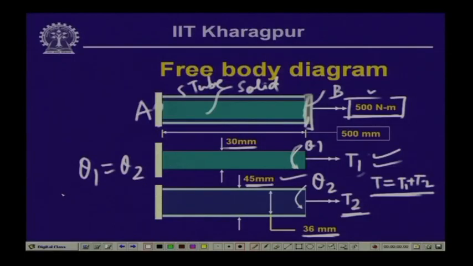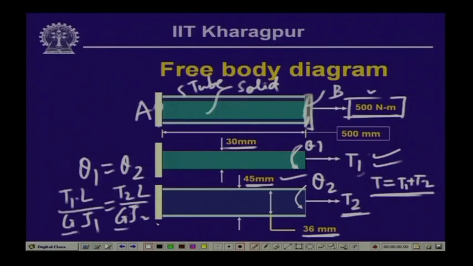Theta 1 in terms of T1 we can write as T1 L by G J1, and this is equal to T2 L by G J2. The material being the same, the G value will be the same, and J1 and J2 are the polar moments of inertia of the shaft and the tube. So, from these two expressions we can evaluate the values of T1 and T2 and thereby the stresses.